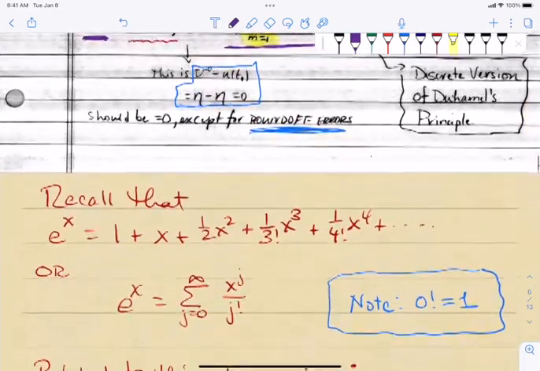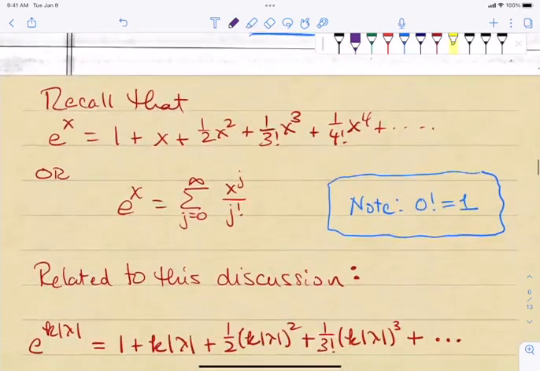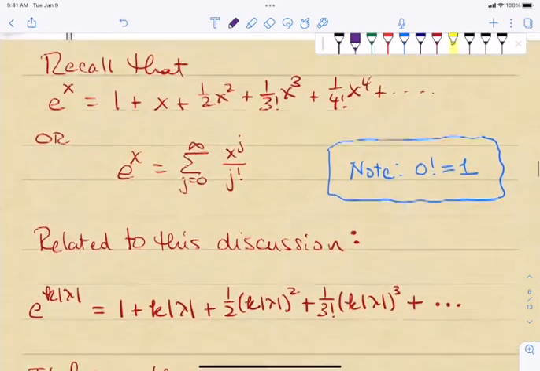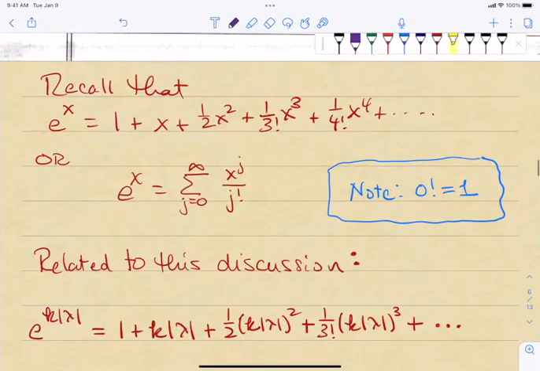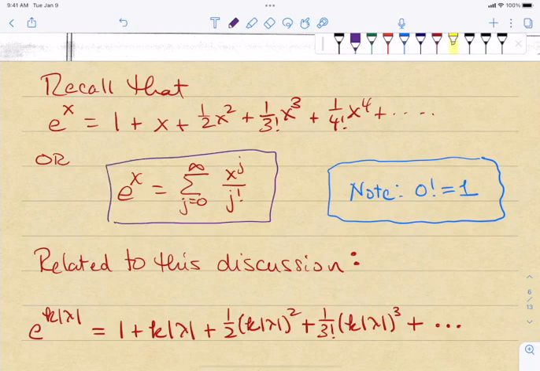So I added a little step here. This is in between pages in your notes. This is just to make it a little bit easier for the next couple of steps. Remember this from calculus class? Well, we're going to use it here. Also, a couple of times it's been asked in class, make sure for your reference you understand that the convention is that 0 factorial is 1. That makes the summations or the series nice to write.